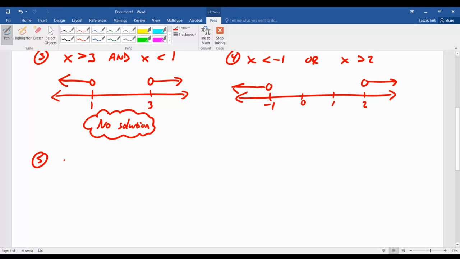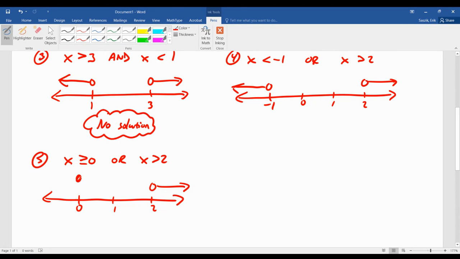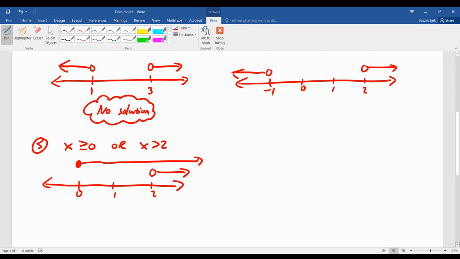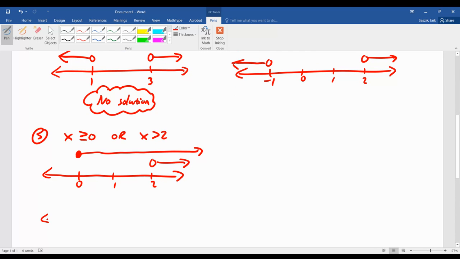Okay. Now what happens when they go in the same direction? So watch this. x is greater than or equal to 0 or x is greater than 2. So we have 0, 1, 2. Greater than or equal to 0 would look like that. This one would look like this. So you never leave your answer like this. You've got to do a final answer.